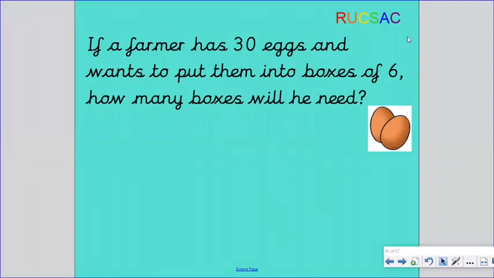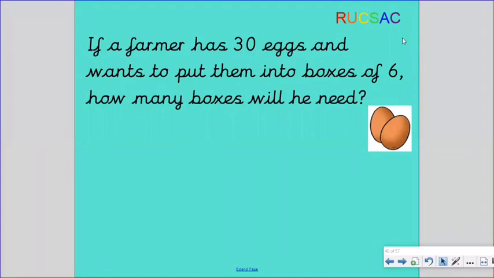Okay, here is your first word problem. So I've put rucksack in the top corner here to remind us of the steps that we always need to take when we're tackling word problems. So our first step is to read the question. If a farmer has 30 eggs and wants to put them into boxes of 6, how many boxes will he need? Okay, so our second step is to underline that important information.